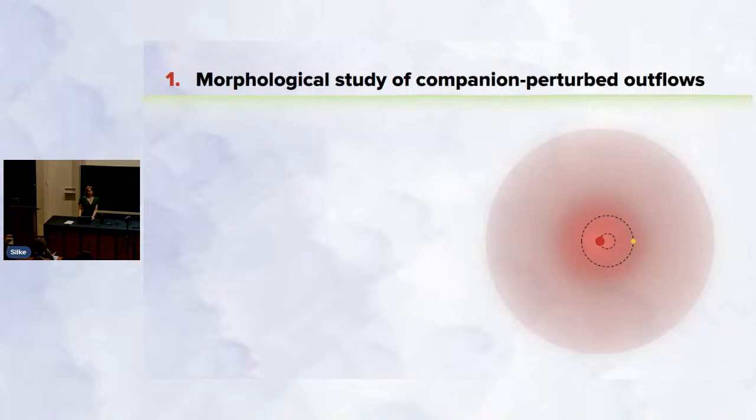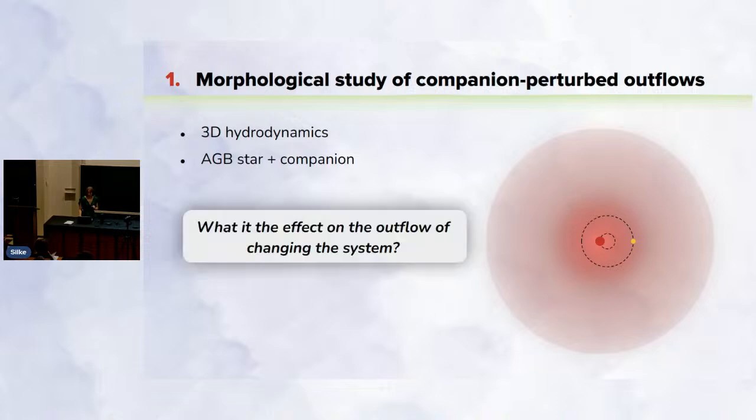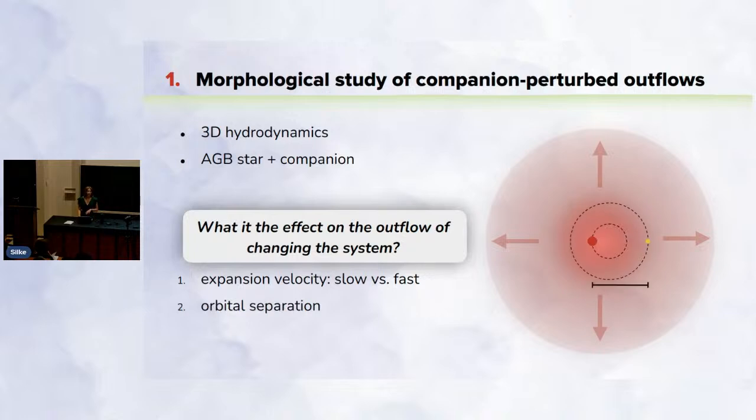So in the first project, I did a study of the morphological changes of such an outflow that is perturbed by a companion. So basically, what will change to this outflow if we change our system? I did this using a 3D hydrodynamics code, and so in our system, we have the HB star and the companion. So, as I already mentioned, the research question was, what is the effect on the outflow if we change system parameters? So what might this be? This might be the expansion velocity of our wind. It can be fast or slow in my case. We can change the distance between the HB star and the companion. And lastly, we can change the type of companion. So we can model what will be the effect of a star or of a planet.